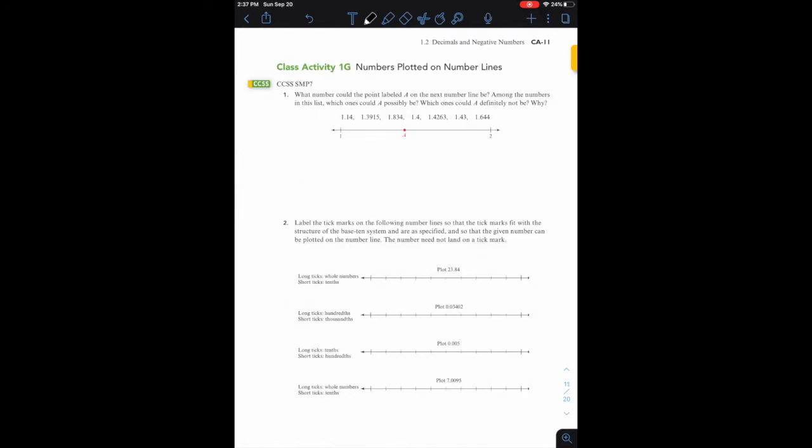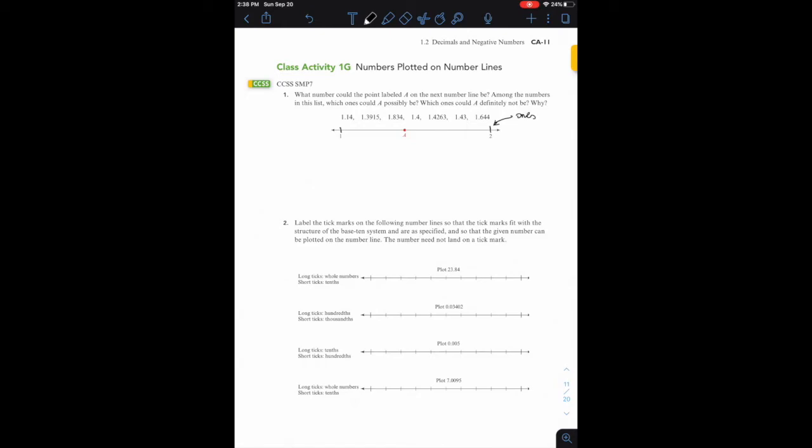So let's take a look at number 1. What number could the point labeled A on the number line be? Among the numbers in the list, which one could A possibly be, and which ones could A definitely not be, and why? So let's take a look. This is 1 and 2. So these tick marks are 1s.